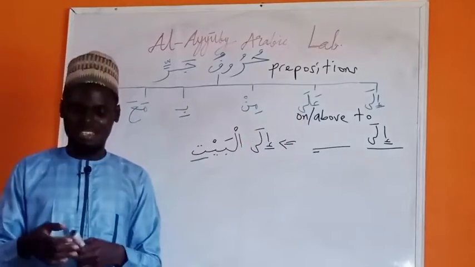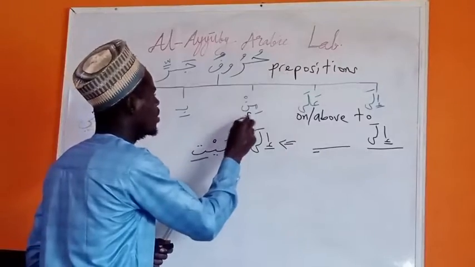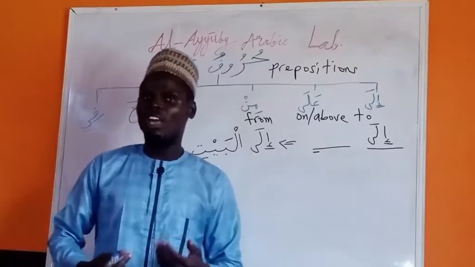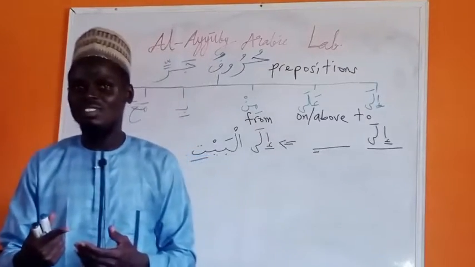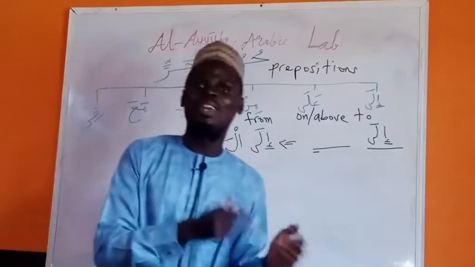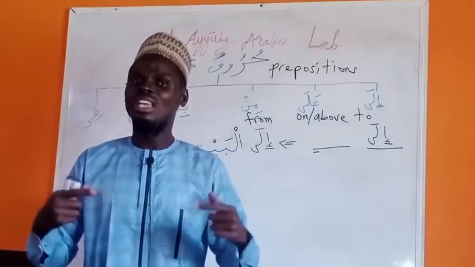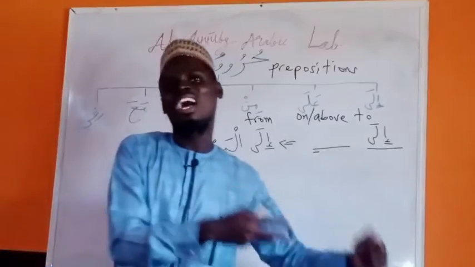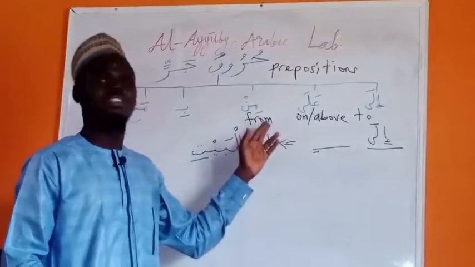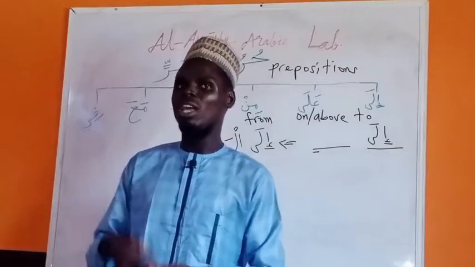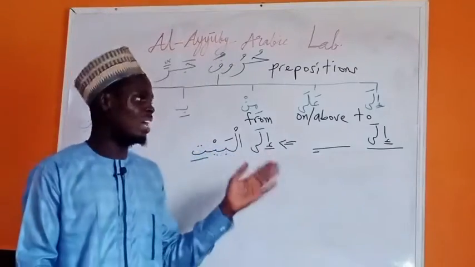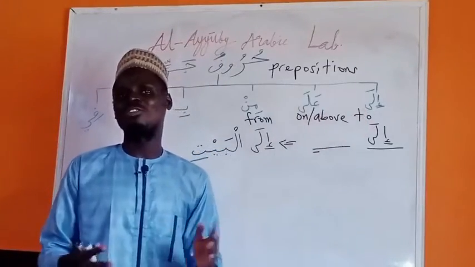Then we have min. Min means from. That is the commonest meaning for min. Ibrahim went. Then the going of Ibrahim has to do with al-bayt, the house. We need the relationship between the going of Ibrahim and the house. Is it from or to? If it is from, then we use min. Dhahaba Ibrahim min al-bayti, from house or from home, ila suqi, to market. Then you use ila, to. That's how to use min.